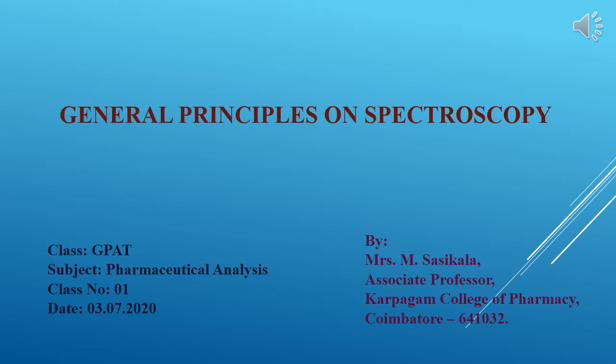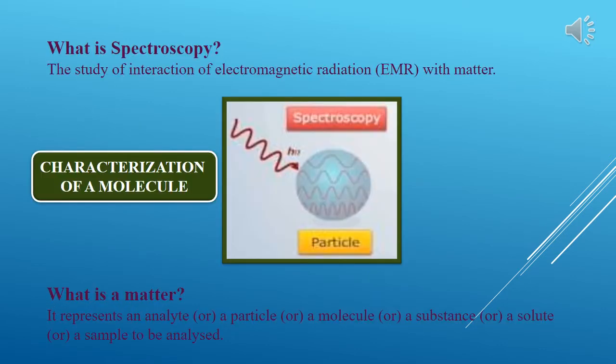Let's move on to general principles of spectroscopy in today's class. What is spectroscopy? It is the study of interaction of electromagnetic radiation, that is EMR, with matter. What is matter? A matter represents an analyte, a particle, a molecule, a substance, a solute, or a sample to be analyzed.